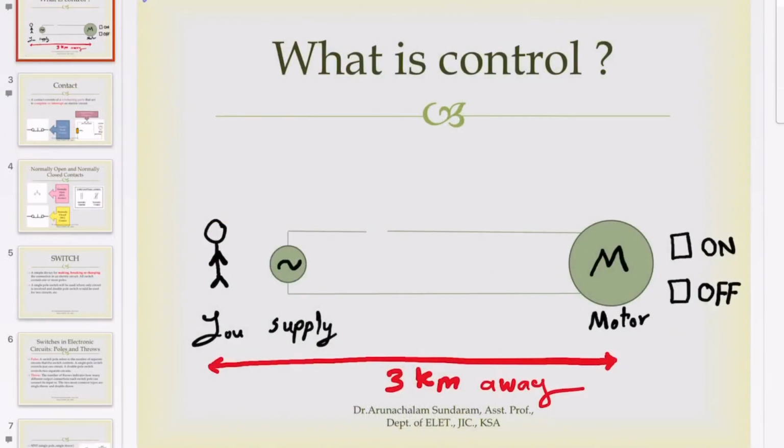Okay, guys, to make sure that you understand what control is, I built up this circuit for you. It is a simple circuit. This is your location, guys. I will explain why. This is the supply that we need to operate this motor. Let us say that this motor is 3 kilometers away from you. So it is far away from you.